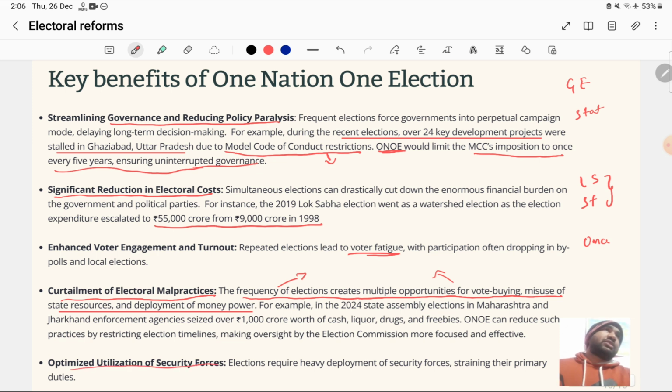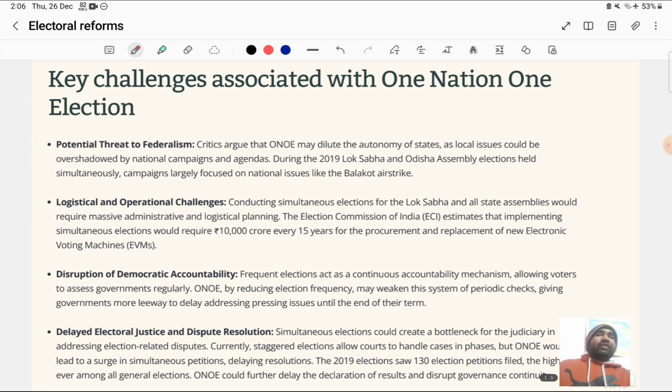Optimize utilization of security forces. Each time elections are held, heavy deployment of security forces is done. But if elections are done simultaneously, then heavy deployment of security forces will be required only once in 5 years. Now, what are the challenges associated with One Nation, One Election?